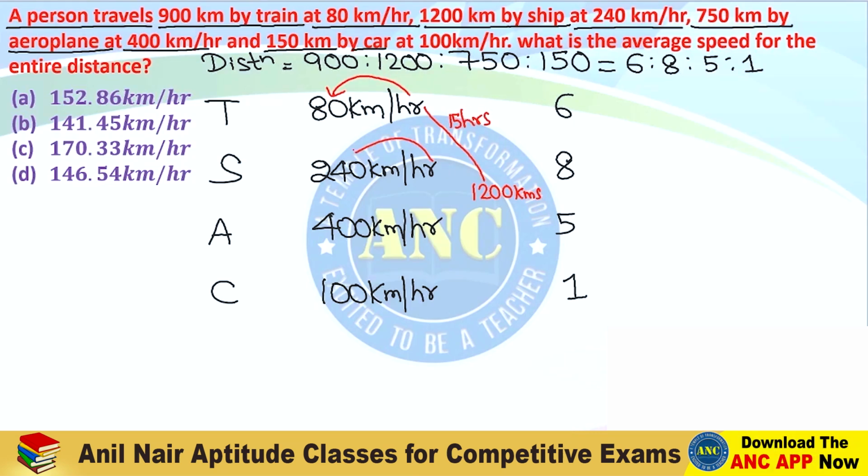In 1 hour, it is 240. To cover 1200, it will take 5 hours. Right? It will take 5 hours. In 1 hour 400. To cover 1200, it is 3 hours. In 1 hour, sorry, in 1 hour 100. To cover 1200, it is 12 hours. I hope everything is very clear for you people.